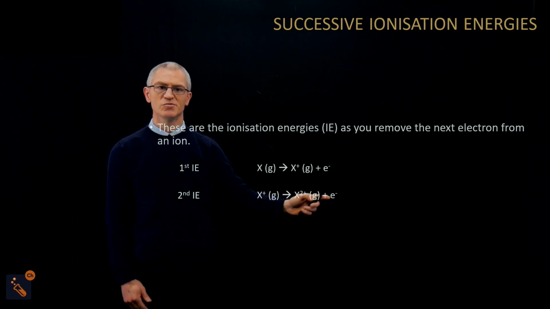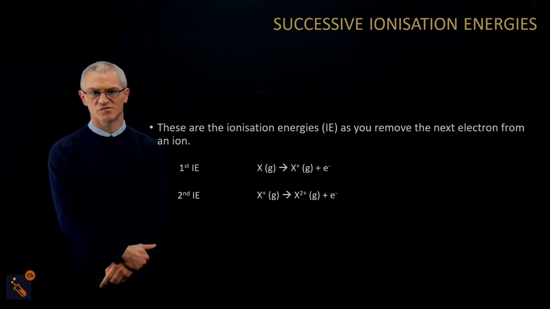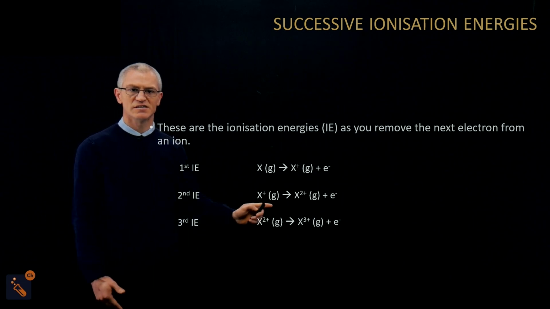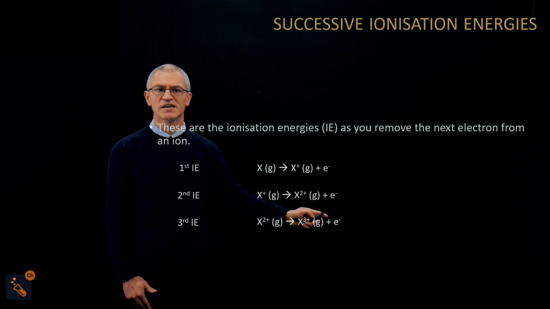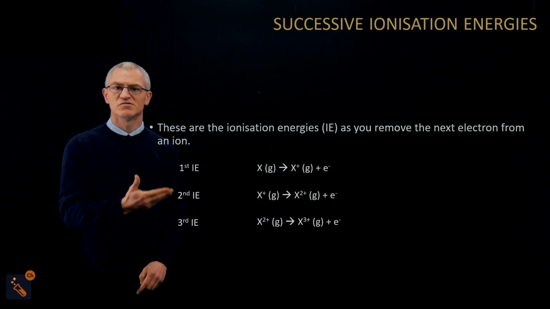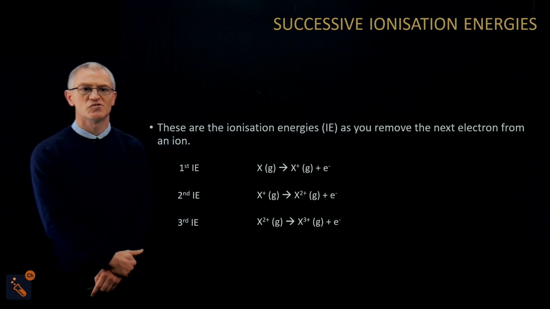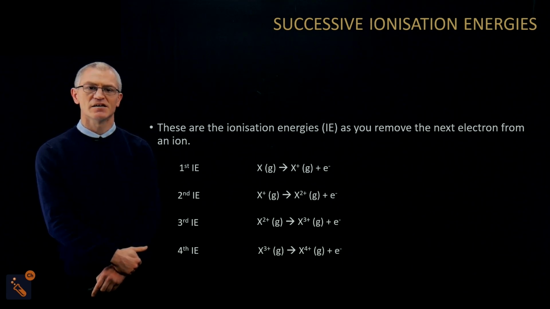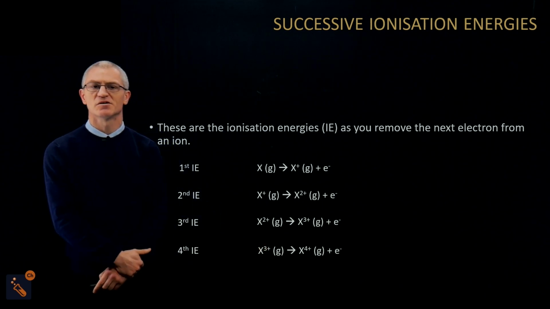So we're still only removing 1 electron each time. We're not removing them all at the same time. So the third one is to take the 2+ ion, turn it into the 3+, and remove an electron. Now, you're not expected to know definitions of second and third, by the way. You may look at the equations within an exam, but not the definitions. And then we've got the fourth one, which is 3+ going to 4+ plus an electron.